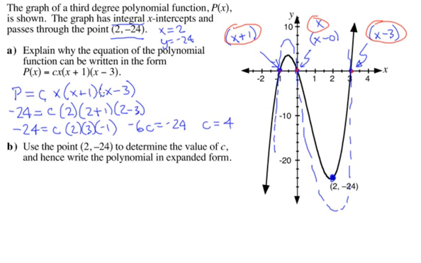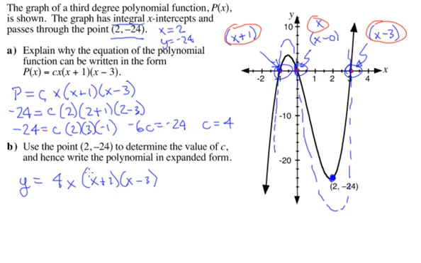So now we know everything about this polynomial. We know it's got to be y, or p, equals 4 times x times x plus 1 times x minus 3. So you can reconstruct a polynomial if you know all of its x-intercepts and one other point, because you need that point to nail down your c value.